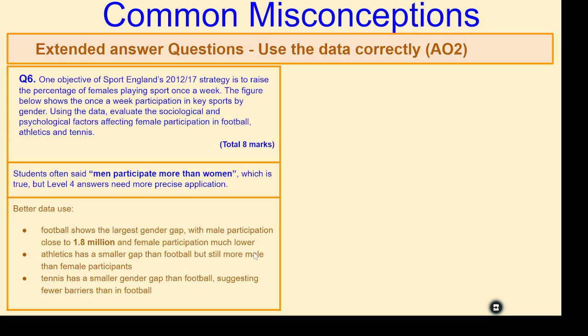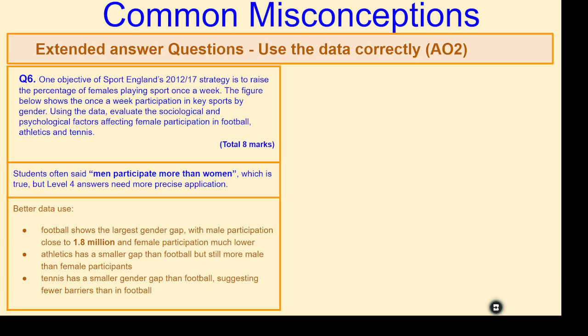So here's an example from question 6. The one thing that's missing from question 6 that you'll need to look on your papers for is the actual table that you're getting the data from. So I've just used the words here, but you'll need to refer to the question. Now, the error that lots of you made in question 6 is that you just said men participate more than women. You've got to be more precise.